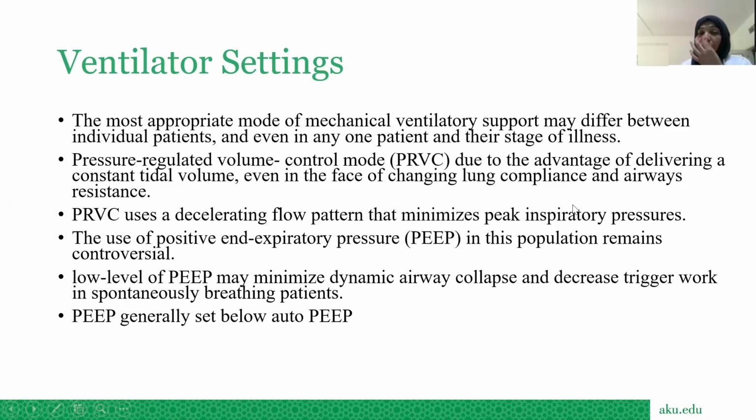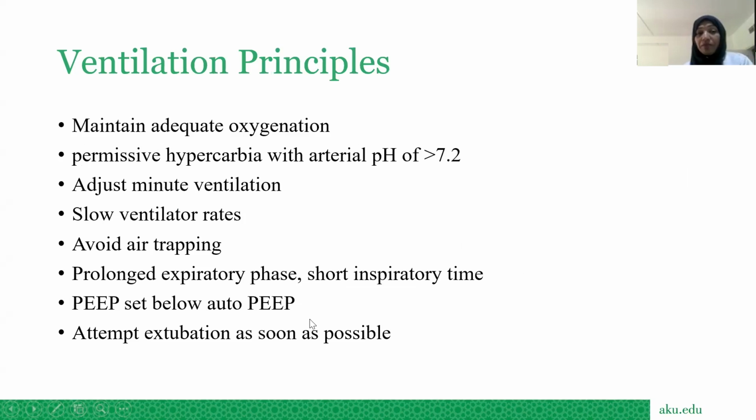There is controversy on the use of PEEP in patients with asthma. Some experts say that we should not use PEEP. Some use a small amount of PEEP, and we should use a low level of PEEP because it will minimize dynamic airway collapse and decrease the triggered work of breathing in the spontaneous breathing patient. PEEP should be set below the auto PEEP of the patient. Our principle for ventilation is to maintain adequate oxygenation and permissive hypercarbia with a pH of more than 7.2. Adjust the minute ventilation accordingly.